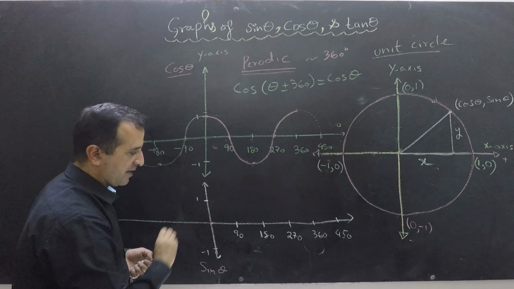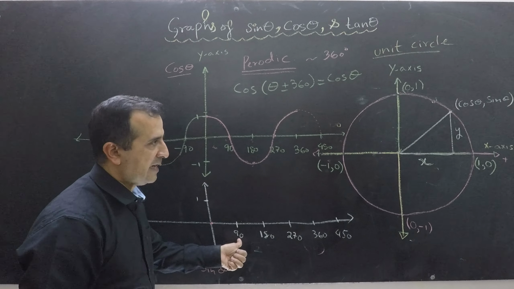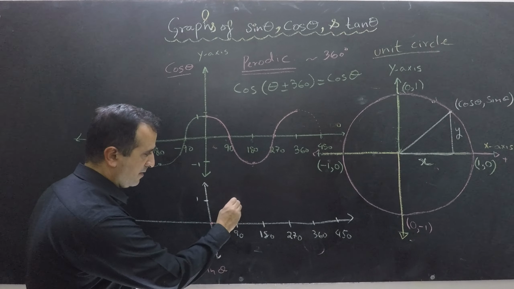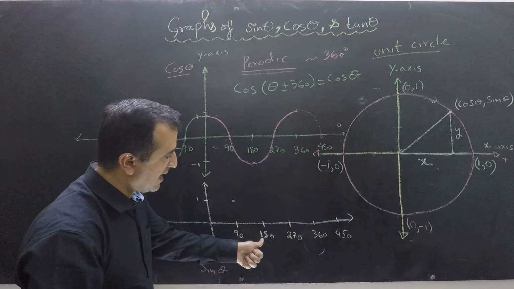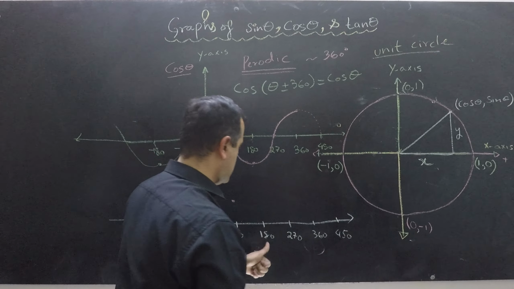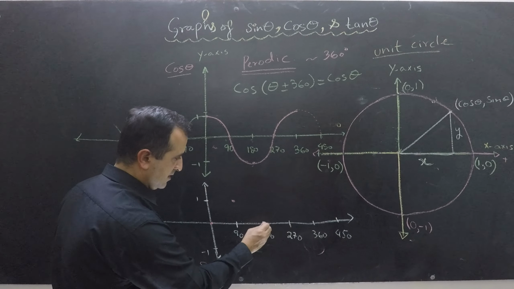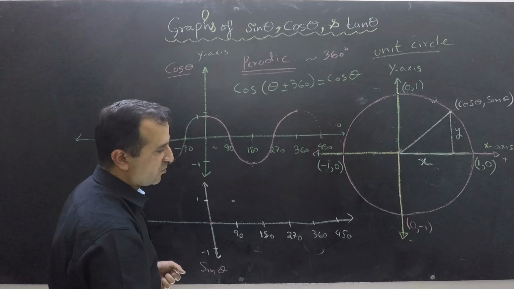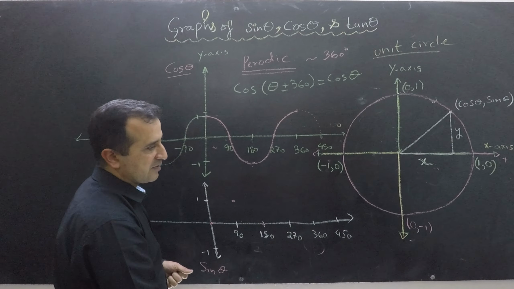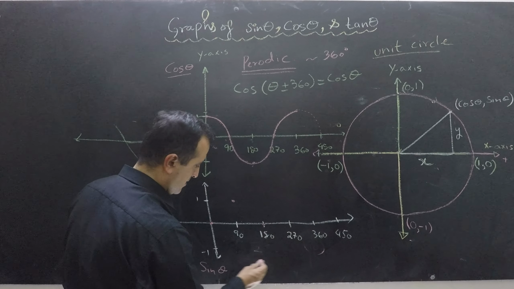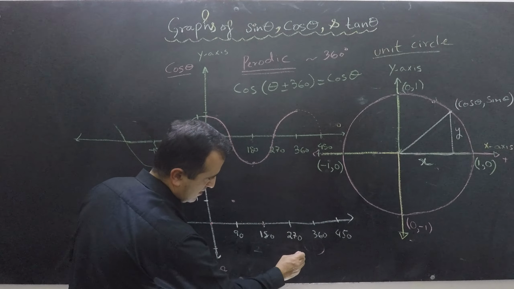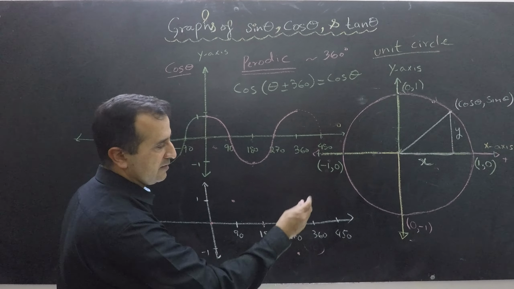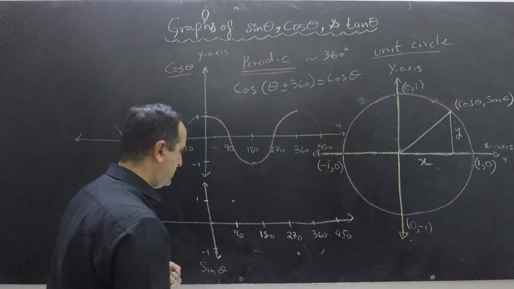So we are here. What about 90? At 90, the value is 1. So we will be here. At 180, our value is going to be 0. At 270, our value is going to be minus 1. Minus 1 is this one. Then at 360, our value is going to be 0 again. So now let's draw this graph.